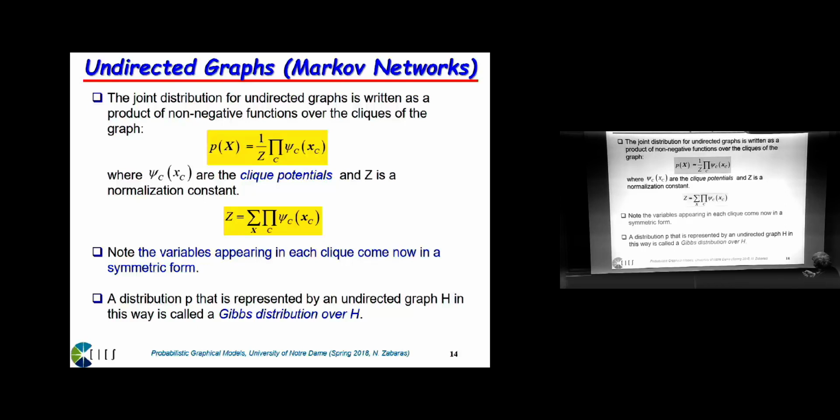Z is the normalization factor because these potentials are not probabilities. They're just functions. But in some sense, even though they're not probabilities, the values that they take express how related are pairs or triplets of variables, depending on how many variables you have in the set. So they are not probabilities, but they capture the way the variables are correlated in the graph in an implicit manner.